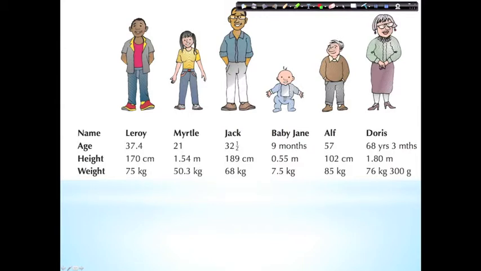Okay, we've got some people here, and we want to put them in order of age. So it's not too difficult. You do need to be careful because some are in months, others are in years. So just take a moment, press pause, and put them in order of age. So we're going to start off with Baby Jane. So you're just going to list them down.